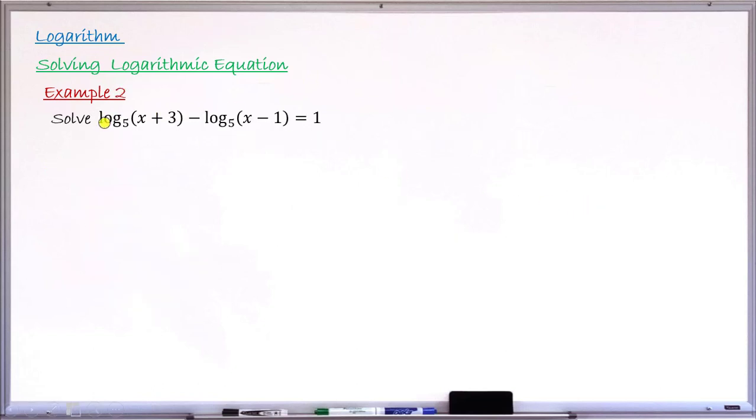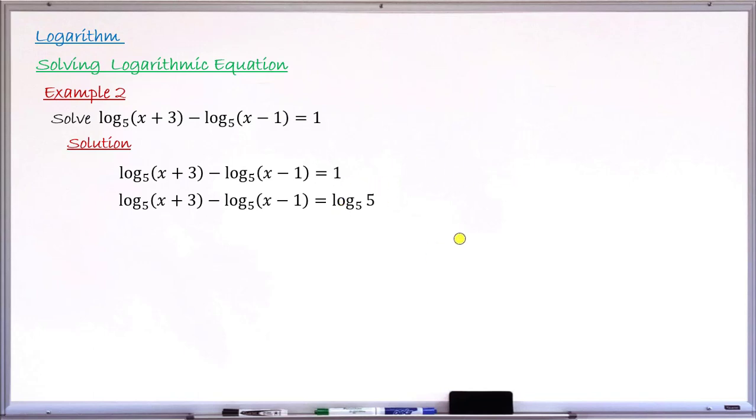Example number 2, we are asked to solve log to base 5 of open bracket x plus 3 close bracket minus log to base 5 of another bracket, and inside is x minus 2, equals 1. This is the given equation. Solution to this very problem, copying the given equation there. I would like to have a logarithm on the right hand side also. So I will now replace this very 1 by log to base 5 of 5, because this is nothing but 1. So what I'm going to do next is to apply the law of logarithm.